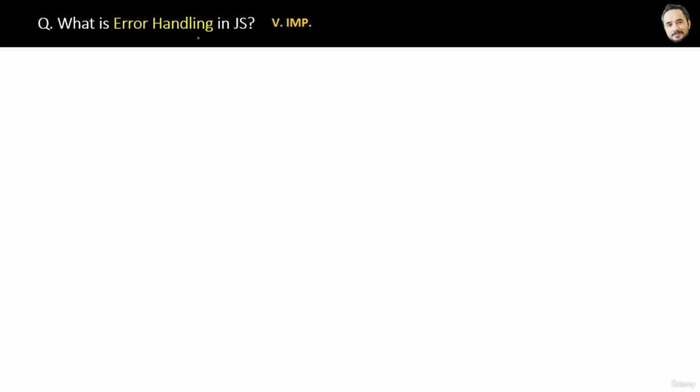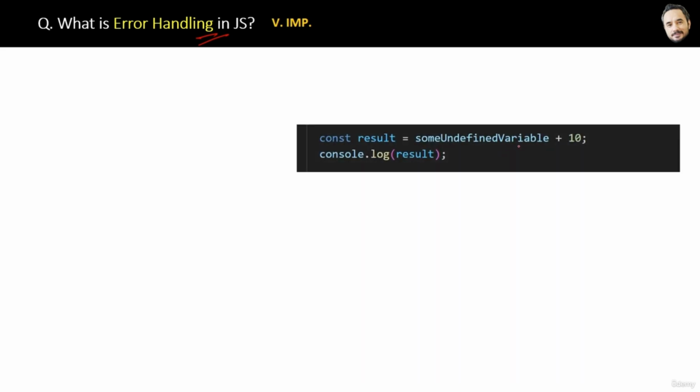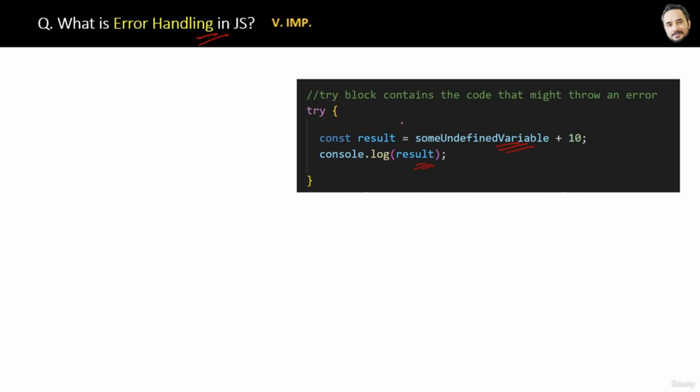What is error handling in JavaScript? Very important concept in JavaScript. Suppose you have a piece of code in your JavaScript program. Here you know this variable is not defined and it will definitely give some error. Now you want to handle and manage that error, or you can say you want to show a proper error message and log the error in the console or the logs properly. For that purpose, we use error handling in JavaScript.